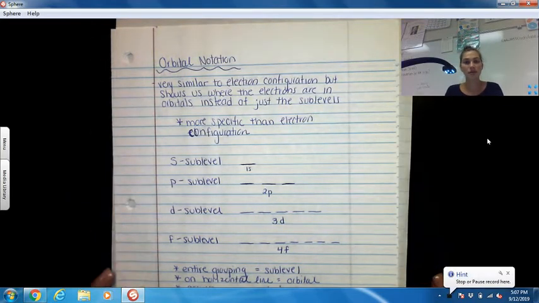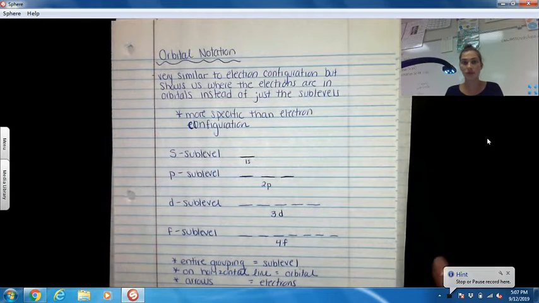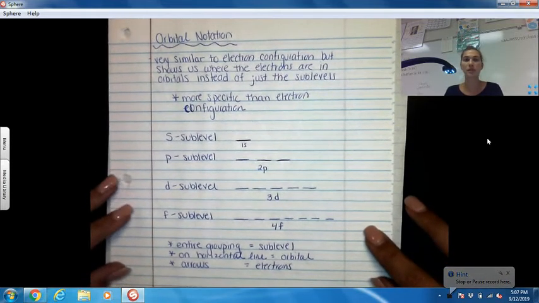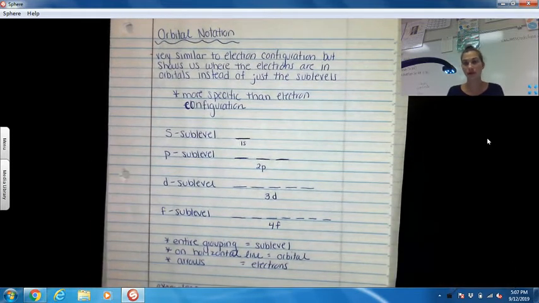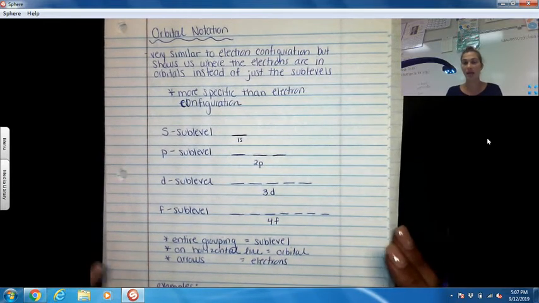All right, today we're going to talk about orbital notation. And orbital notation is similar to electron configuration. It's just a different way for us to represent where the electrons are when we're talking about this quantum mechanics model, when we're talking about where electrons have a high probability of being in an atom.